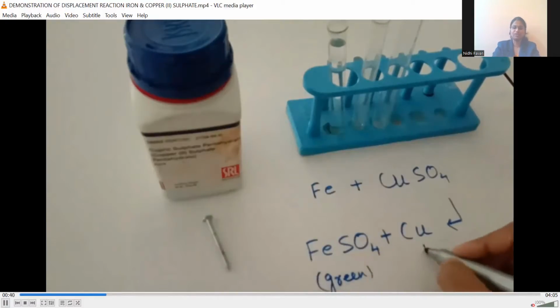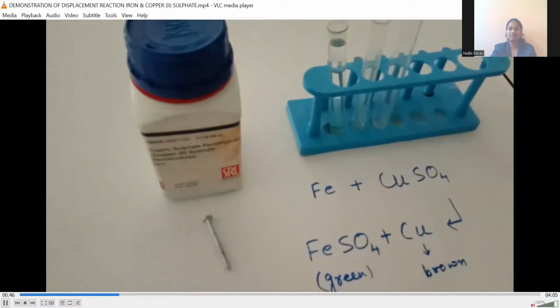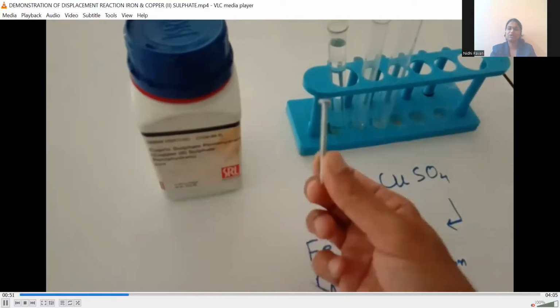So the solution turns green in color before it was blue in color. When you put the iron nail, it will turn greenish in color. And let us see what happens to the iron nail.